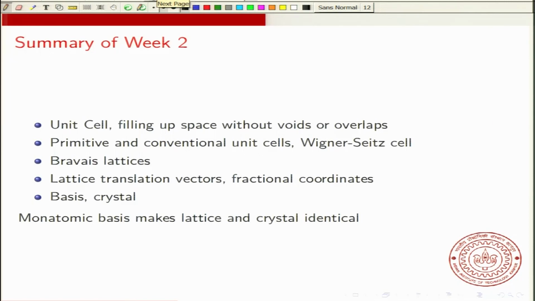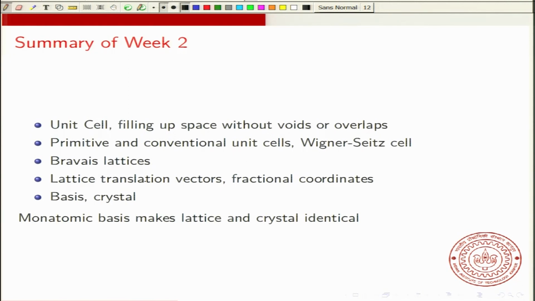In week 2 we learnt first about a unit cell. We learnt the concept that a unit cell should fill up space without voids or overlaps. We learnt about the primitive and conventional unit cells, and we also saw how to construct a Wigner-Seitz cell. A Wigner-Seitz cell is a unit cell that contains exactly one point and it has the entire symmetry of the crystal. Then we learnt about Bravais lattices.